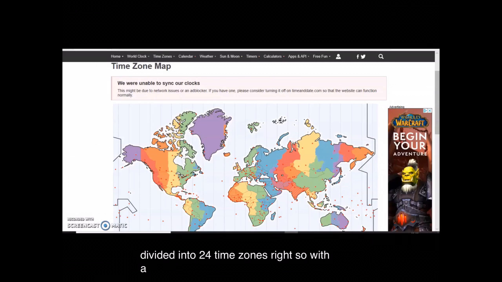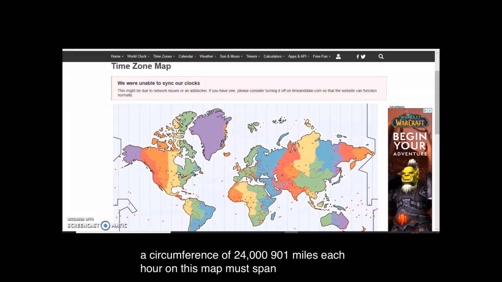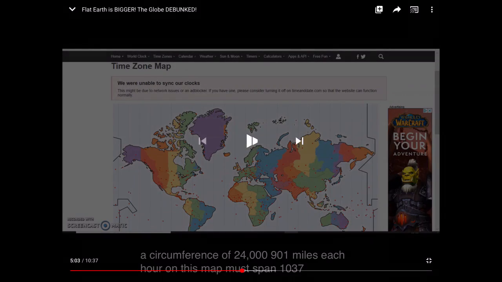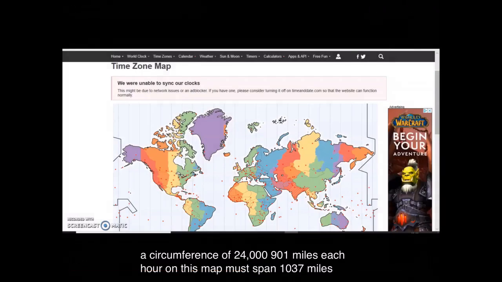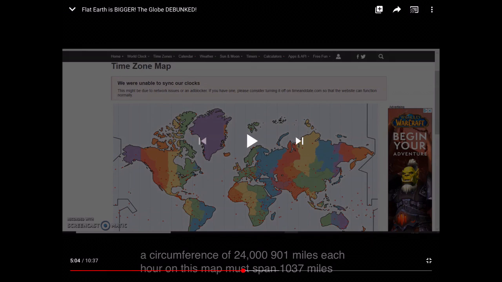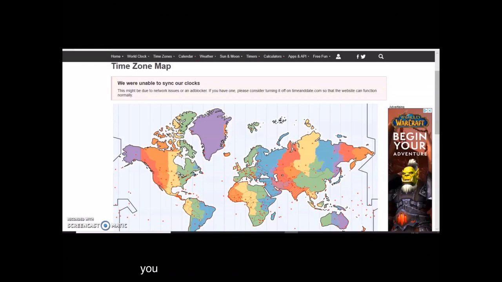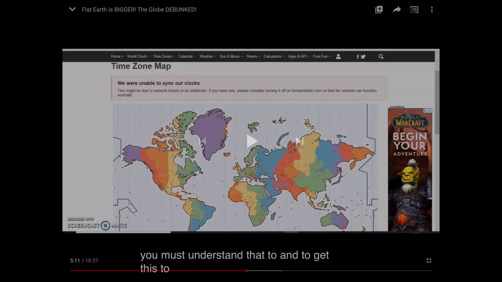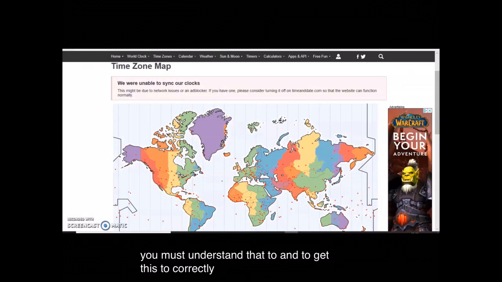So with a circumference of 24,901 miles, each hour on this map must span 1,037 miles. Even though, as I just stated, sometimes the time zones are a bit wobbly because of political reasons. You must understand that to correctly read this map. Okay, there's nothing wrong there.